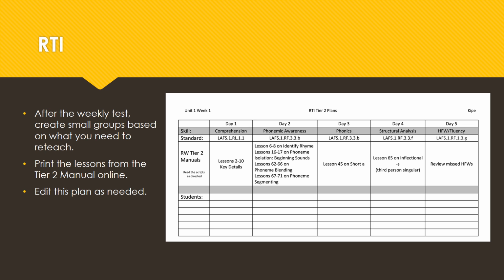This is a sample RTI lesson for Unit 1, Week 1. It's really important that you see what questions your students missed so that you know what lessons from the Tier 2 Reading Wonders manual to reteach. You can put the students' names underneath each day so you know which students you need to pull for those specific lessons. This is also handy for when you are gathering your Tier 2 data.